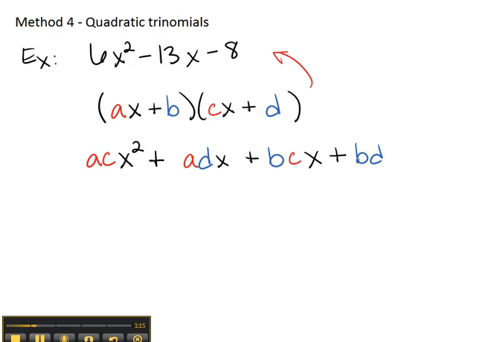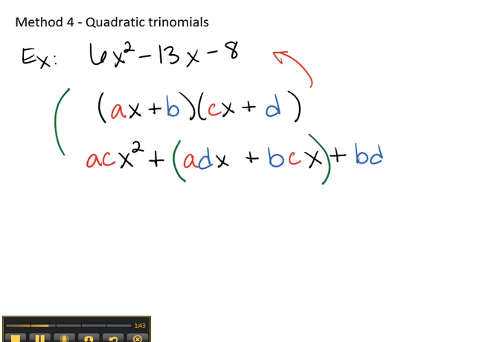When we multiply through, distributing the ax term throughout and then the b term throughout, we should end up with acx squared plus adx plus bcx plus bd. If you need to, take a moment, confirm this for yourself, and then restart the video. What we should also notice is that these two middle terms, adx and bcx, are like terms.